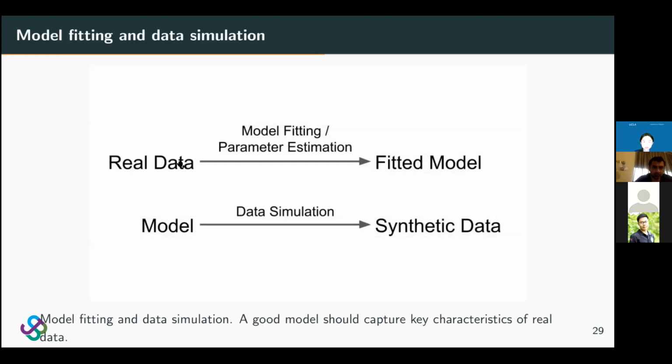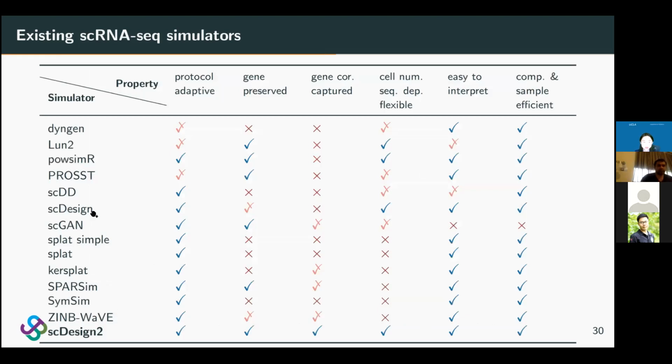We want to use real data to fit a model, and we want to use the model to generate synthetic data. The hope is that the synthetic data would capture key characteristics of real data. This will make us feel the model is trustworthy, so we can use synthetic data to draw some conclusions. Okay, so there are many simulators out there.